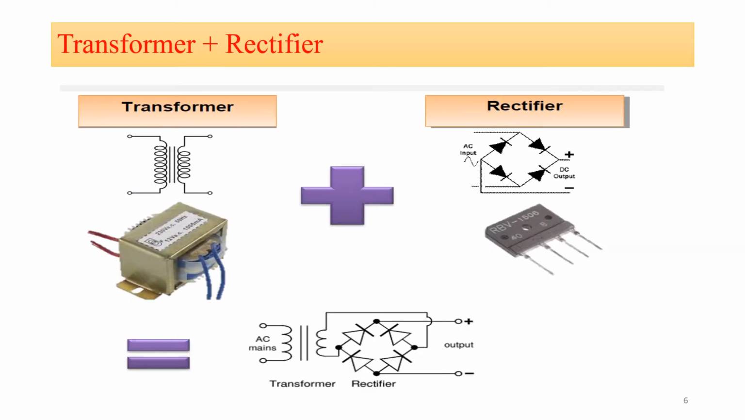Now the second combination is transformer plus rectifier. First the step down transformer, and second the bridge rectifier. Why a bridge rectifier? Because there are a total of 4 diodes, and as we know, a rectifier is basically used to convert our AC signal into a DC signal. So for the first positive half cycle, 2 diodes will be in on condition, and for the next negative half cycle, the remaining 2 diodes will be in on condition, and the output of your rectifier will be pulsating DC, meaning some AC components are present at the output of your rectifier.